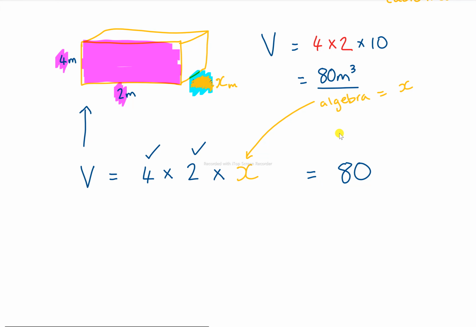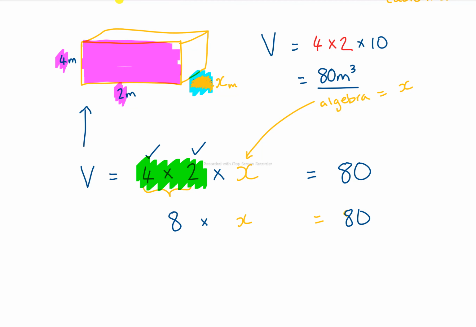Step 1, I'm going to multiply these two. I know 4 times 2 is 8, times something is 80. So that's my first step. Can you see what I've done? I've multiplied these two numbers that they've given me. Now, when the numbers are easy, you can do it in your head. It's not a problem because I know 8 times 10 is 80.